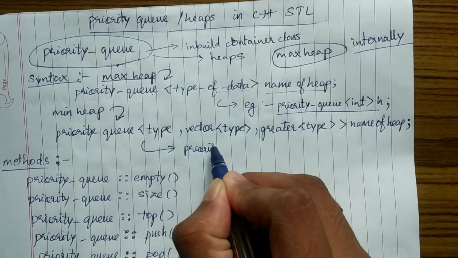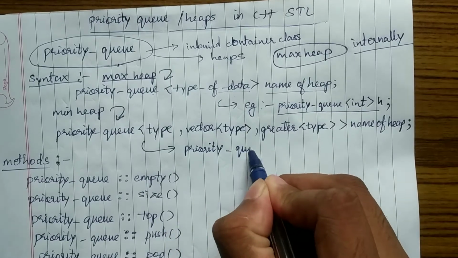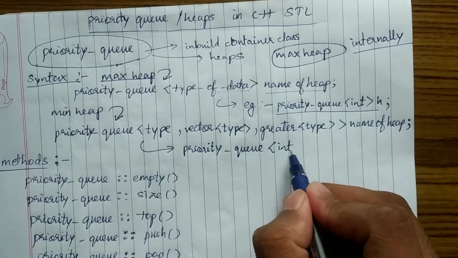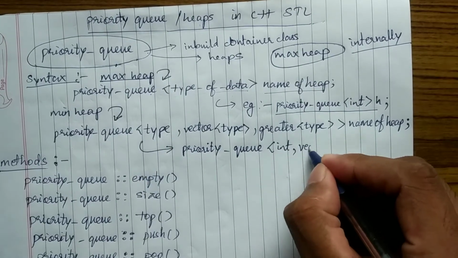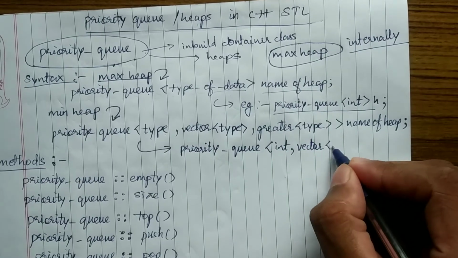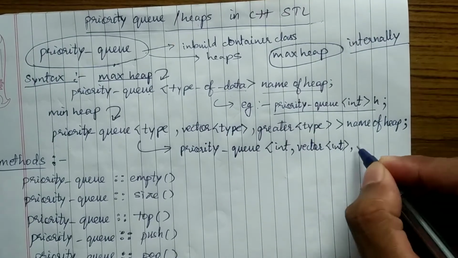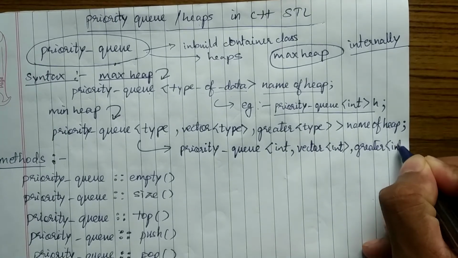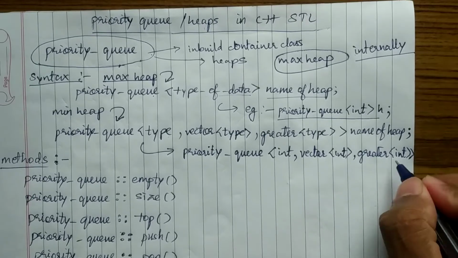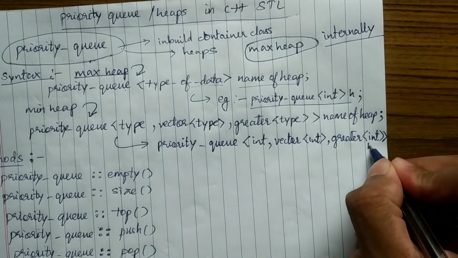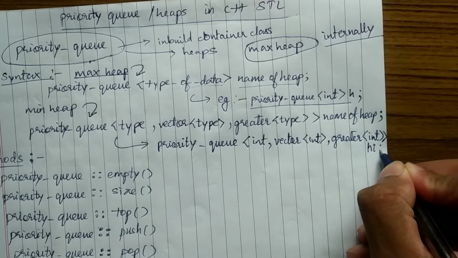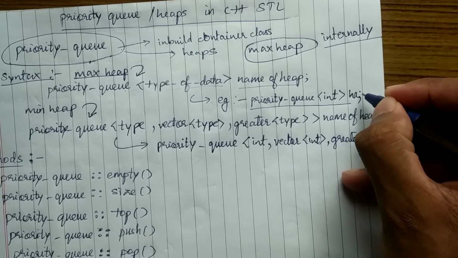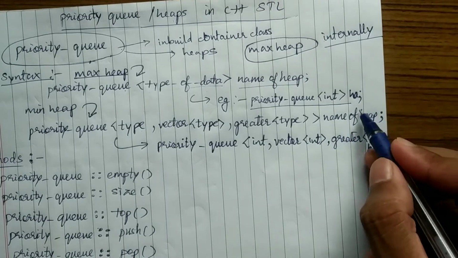Priority_queue, type which is int, vector, type again int, comma greater, again type int, close it, and then name of a heap. Some name, let's take here ha. You can take any name.